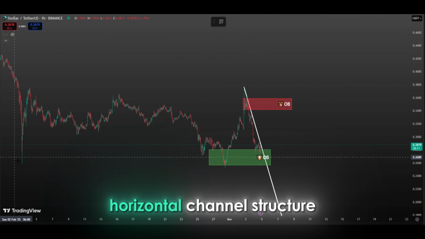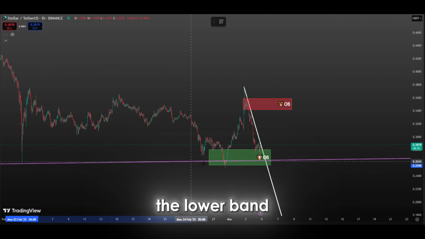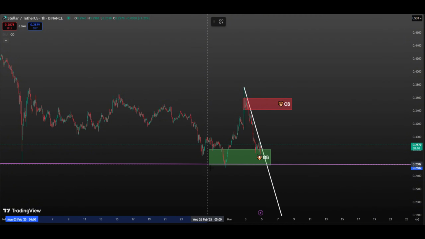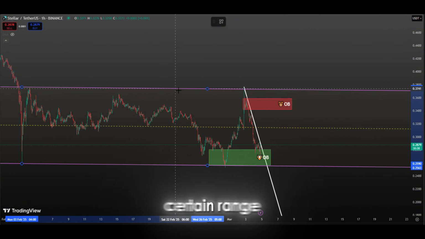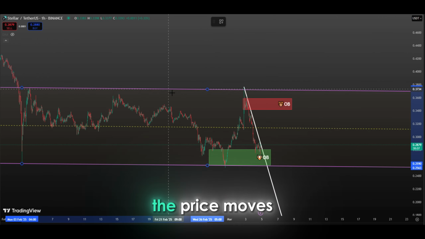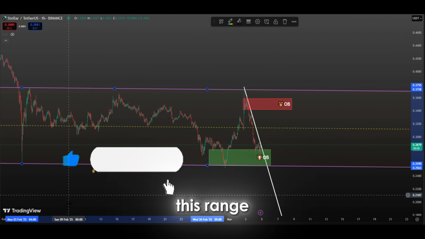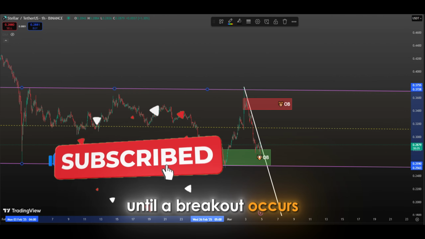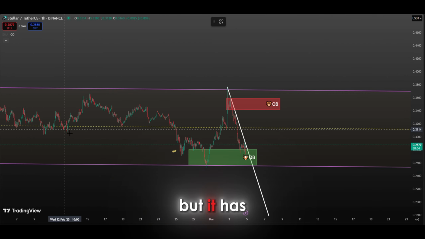There is a noticeable horizontal channel structure on the chart, and the price is currently moving between the lower band and the middle band of this channel. Horizontal channels are known to show that the price is fluctuating within a certain range with no clear direction. In this case, the price moves between certain support and resistance levels and fluctuates within this range until a breakout occurs.